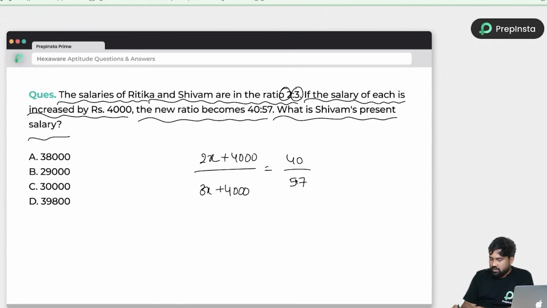So cross multiplication: 57 into 2x, which is nothing but 114x, plus 57 into 4k. I will always write this. Why? Because it will give you a quick solution.